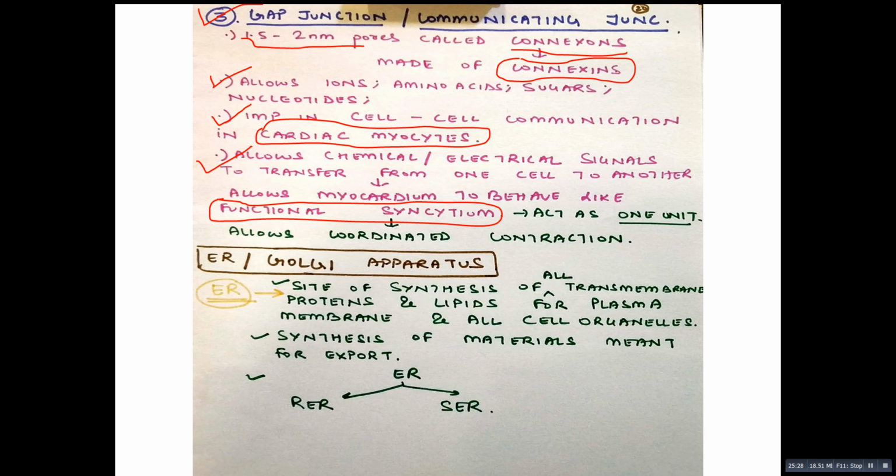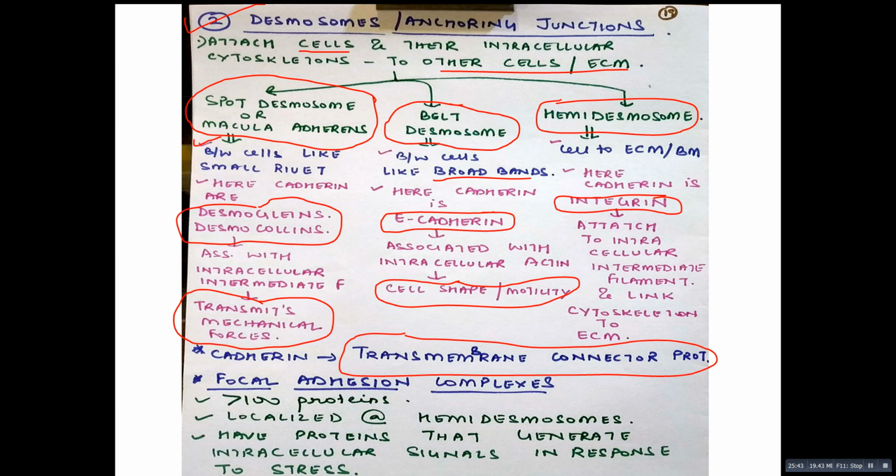One thing I have missed in the previous slide is the focal adhesion complex. Again, important for MCQs. They are made up of 100 proteins, and they are localized at the hemidesmosome, and they have proteins that generate intracellular signals in response to stress.